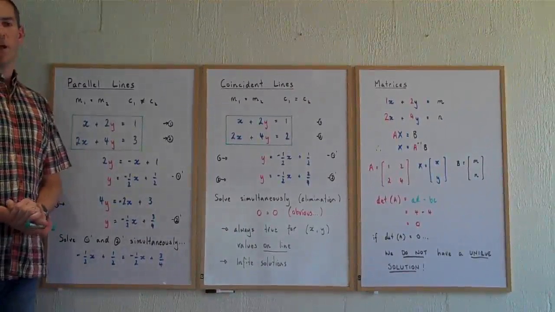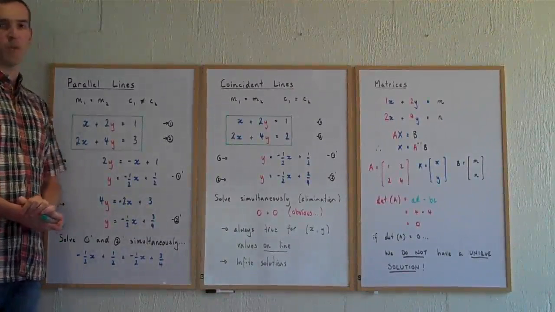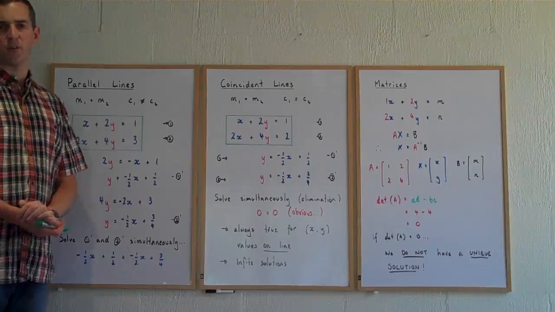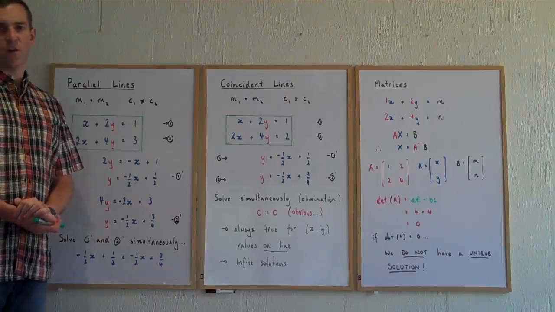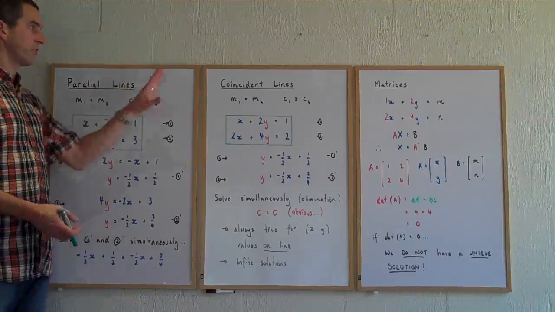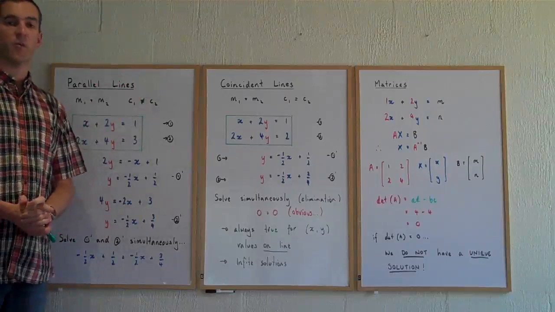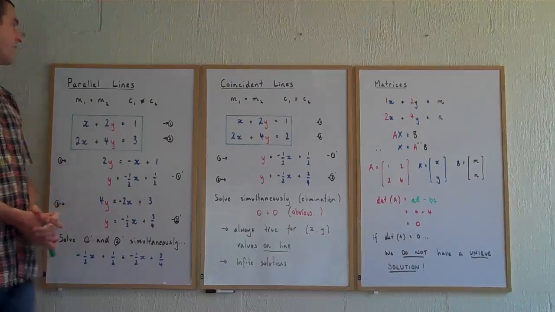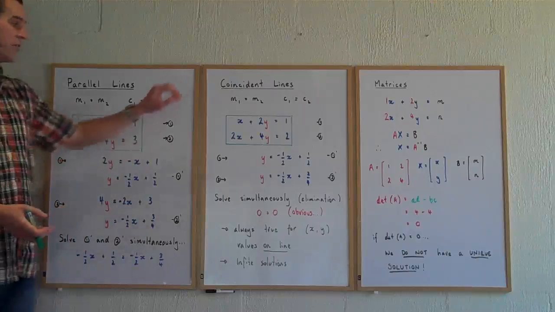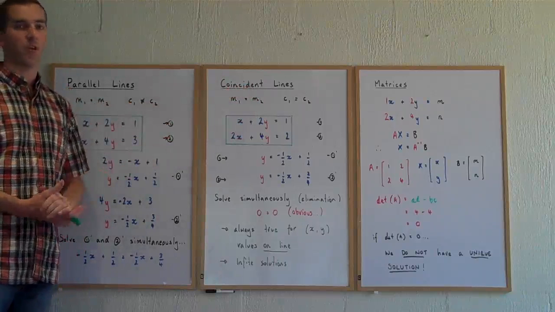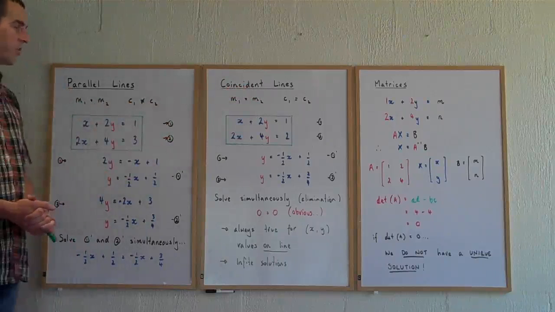To the notes for parallel and coincident lines. I've already put on the website a Desmos illustration or demonstration on the concept of solving simultaneous linear equations and the fact that we don't always get a unique solution. We may in fact have no solutions for parallel lines or an infinite set of solutions for coincident lines. So a couple of examples to look at here.